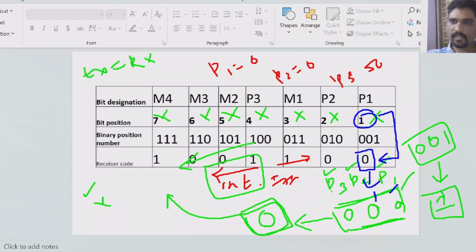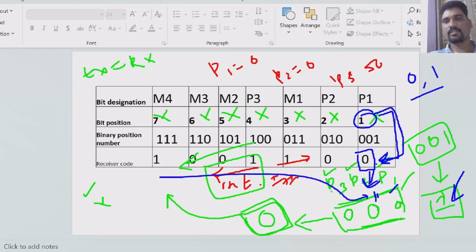We are identifying in which location we have the error, and also correcting the error. A 0 means we have only two possibilities, either 0 or 1, right? So we are flipping it to 1. So this will be our correct receiver code word, right? Thank you.